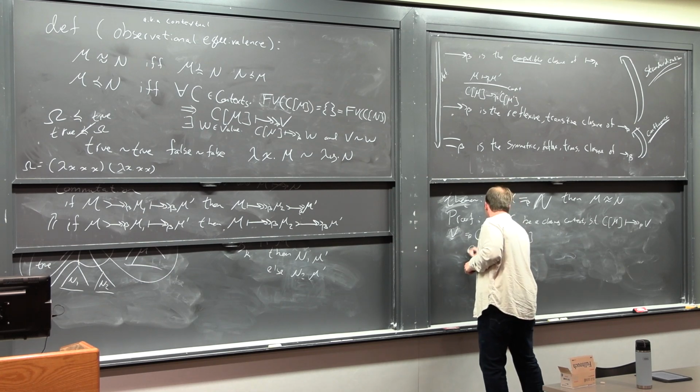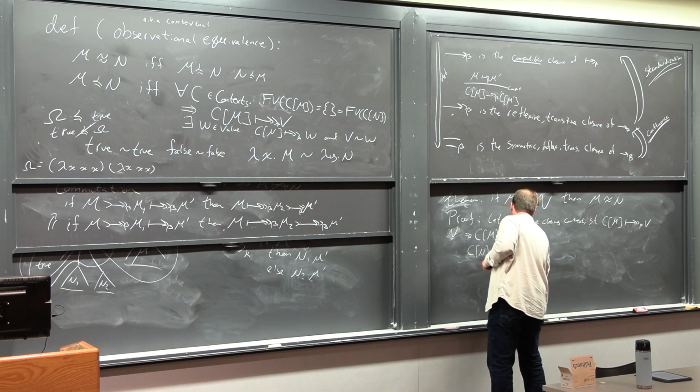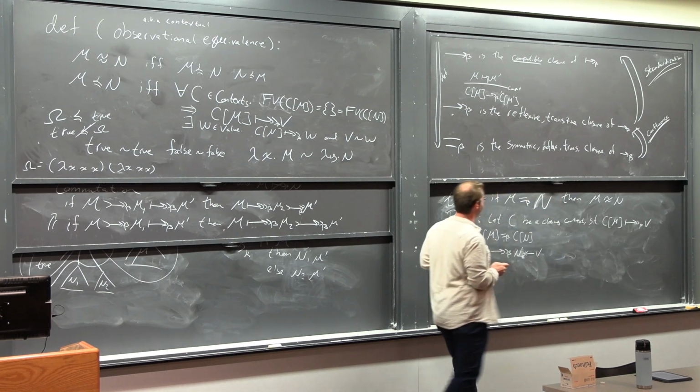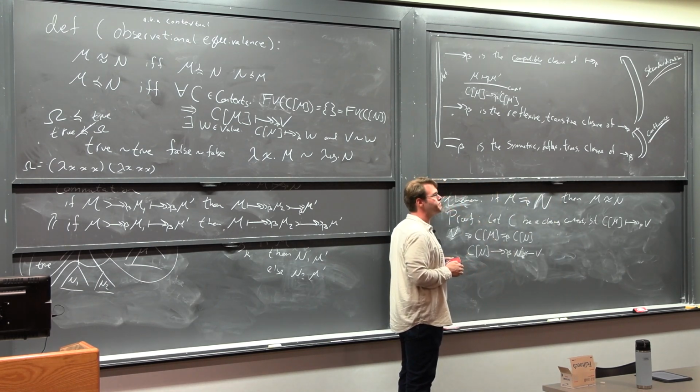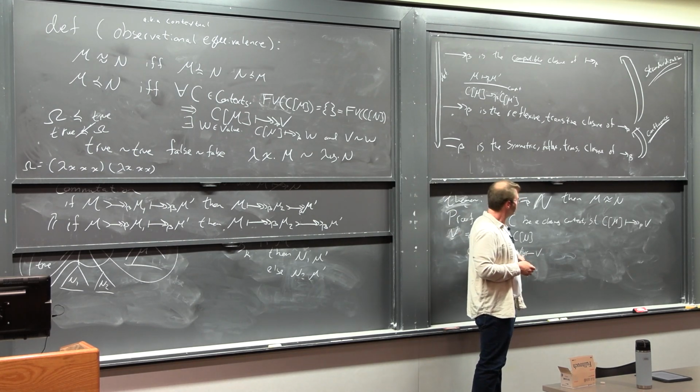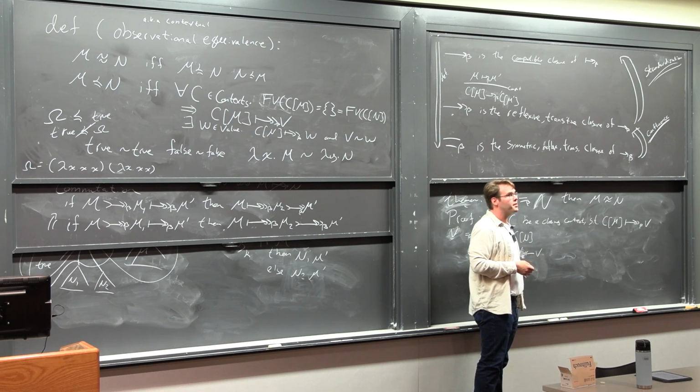So that means that C of N reduces to, well, I'll say some N prime that also V reduces to, right? And then as a property, I'll just say it out loud. You can check that if something's a value and it reduces, it's still a value. Right, that's a quick thing that you can check by the reduction rules.